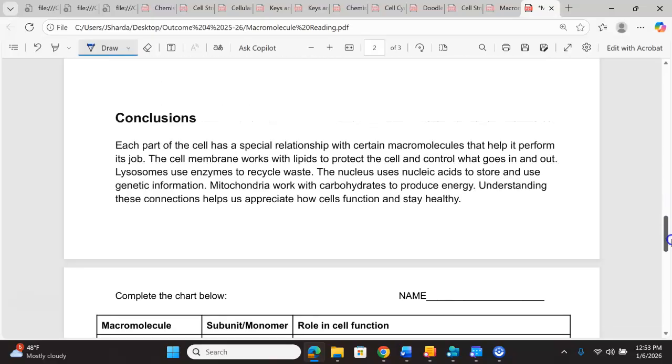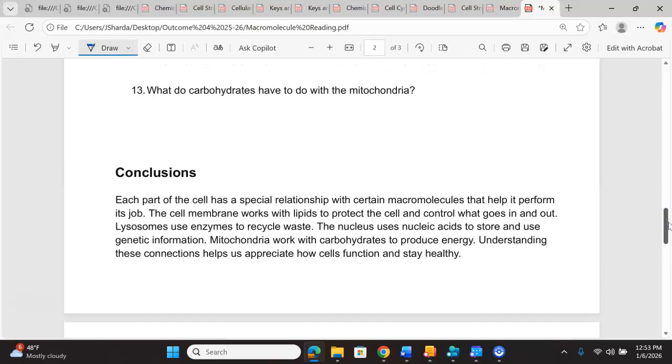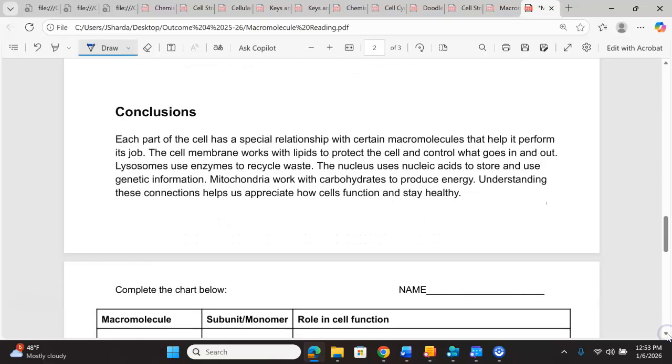I'm going to move on and read some of these conclusions here. In conclusion, each part of the cell has a special relationship with certain macromolecules that help it perform its job. The cell membrane works with lipids to protect the cell and control what goes in and out. Remember, the lipids were in the membrane. Lysosomes use enzymes to recycle waste. The nucleus uses nucleic acids to store and use genetic information. Mitochondria work with carbohydrates to produce energy. Understanding these connections helps us appreciate how cells function and stay healthy.